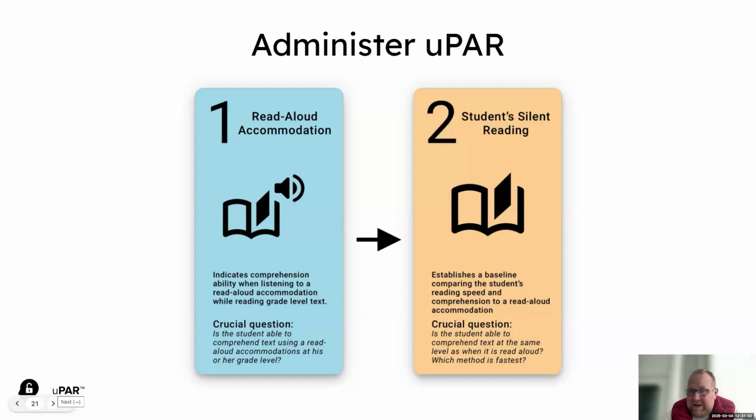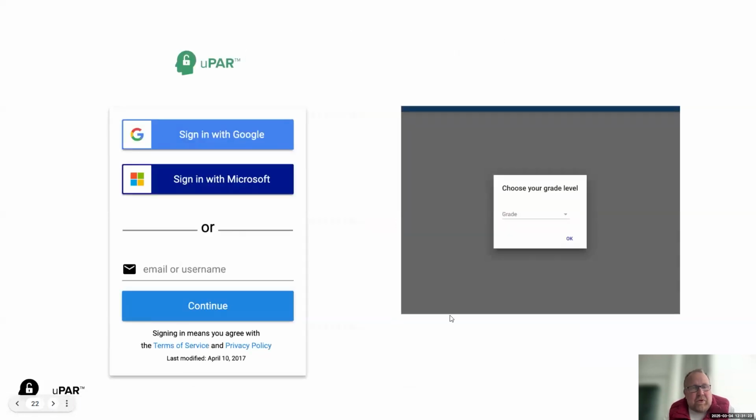uPAR is awesome at looking not just at those tier 3, but also tier 1 and 2 students to say, hey, these students could get to grade level comprehension if text were being read aloud. So if I were a building principal, I don't know a building principal who wouldn't want to know that. Next slide. So these are screenshots that look at uPAR.